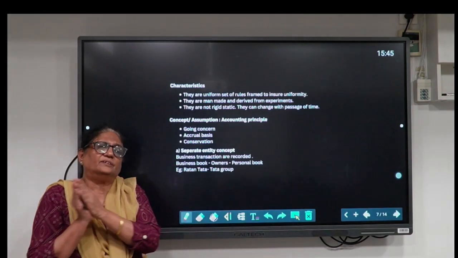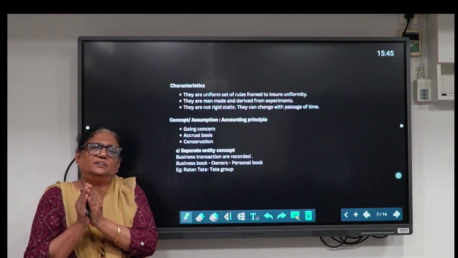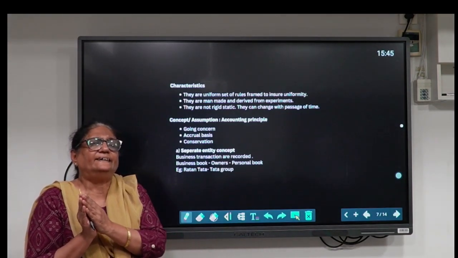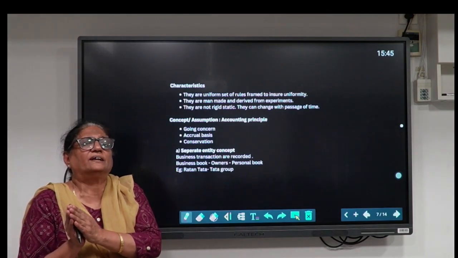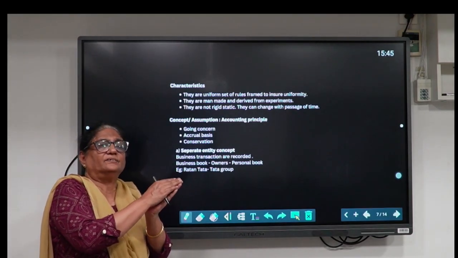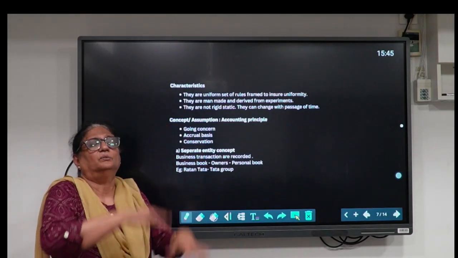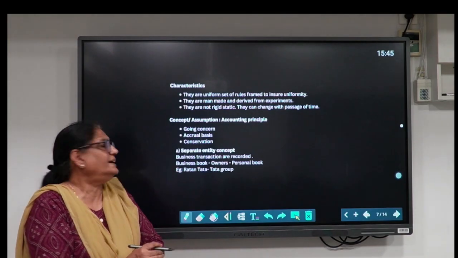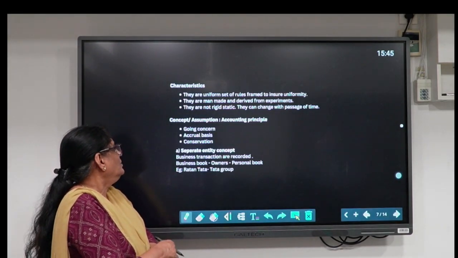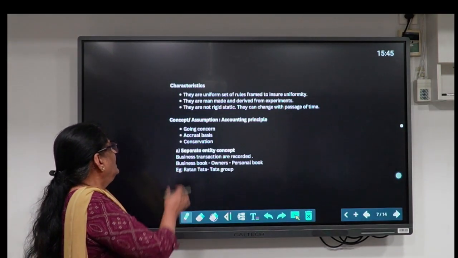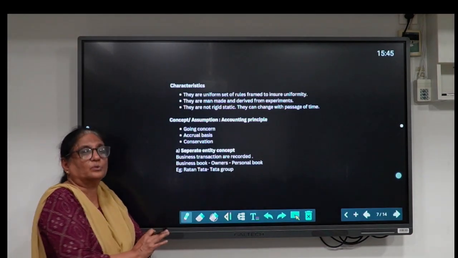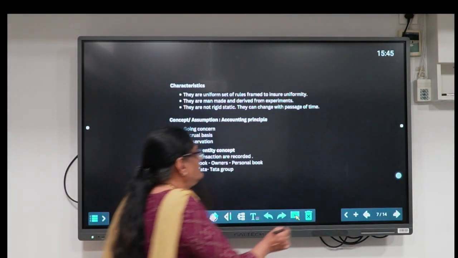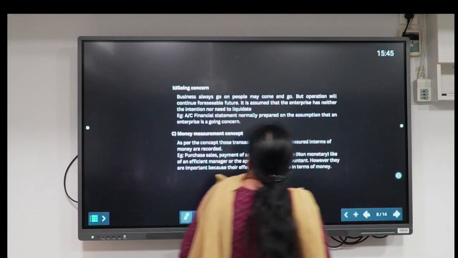Ratan Tata, as an individual, is a separate entity. In his individual books of accounts, his name may come. Tata Group will come in the main business trading. The owner's personal transactions will be in his personal books, and business transactions are recorded in the Tata Group's books.